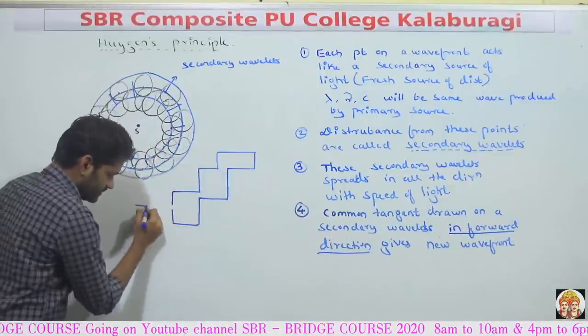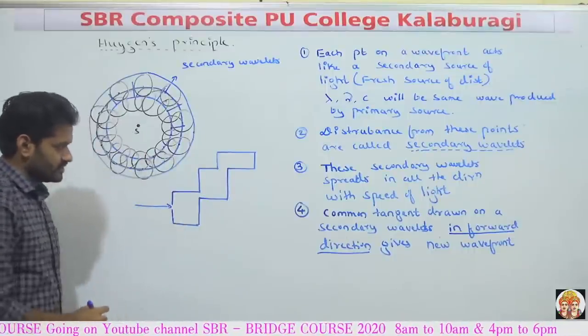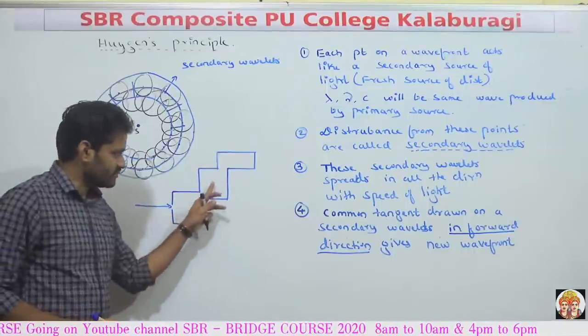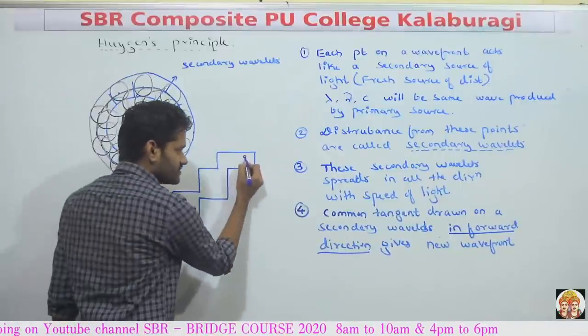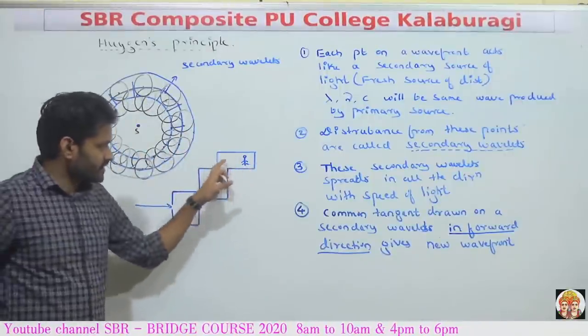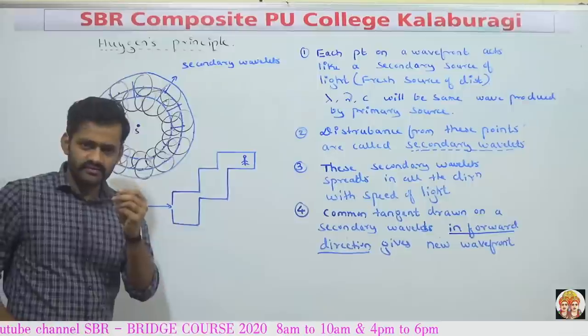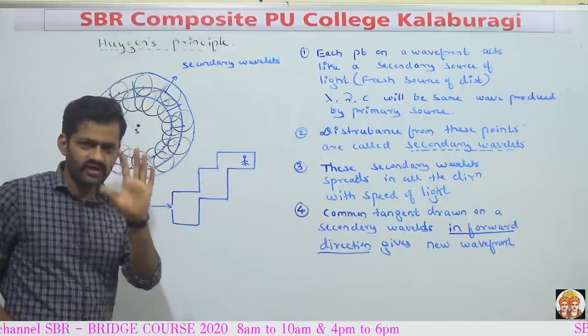Here, a ray of light is incident on this opening. It is the first compartment, second compartment, and third compartment. If you are sitting at this place, in this compartment, a little bit of intensity of light will be there or not? Yes, a little bit of intensity of light will be there.